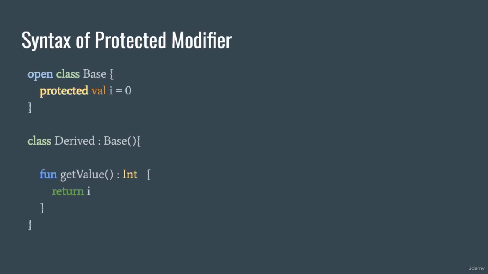So here's an example. You can see here we're using the open keyword, open class Base, where we use this protected val i, which we set to 0.